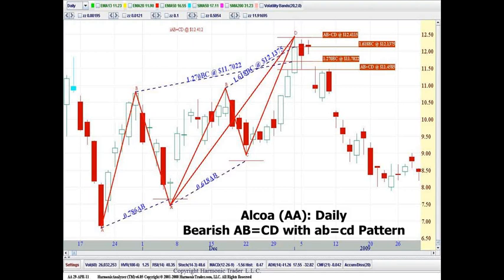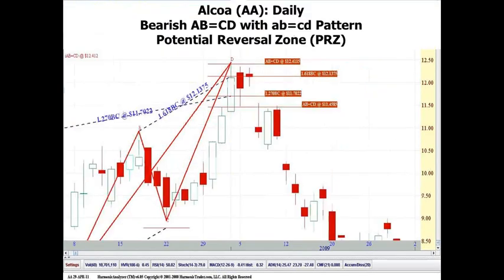Now, the larger ABCD is always more important, but in this case, the smaller ABCD pattern complemented that zone. These numbers came together to find a 1-point range for the short. Looking at the price action in the potential reversal zone, notice how the character of the price action changed immediately after testing all of the ABCD patterns.